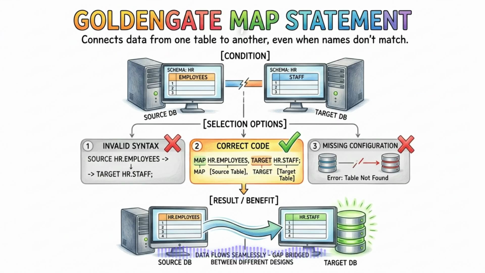Performing an initial load is very different from standard real-time replication because it deals with massive volumes of static data rather than a continuous stream of tiny updates. While the extract process reads transaction logs for real-time changes, an initial load process queries the actual database tables directly to grab everything at once.